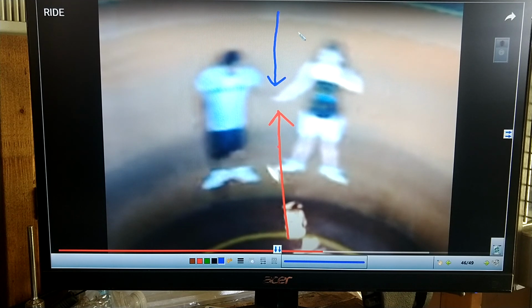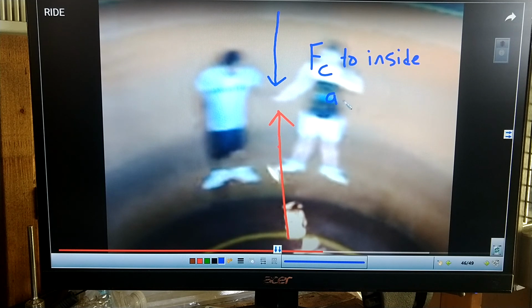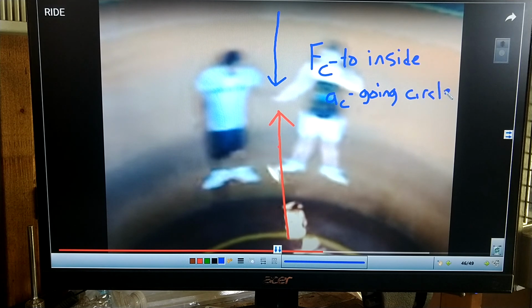Well, the answer is the blue arrow. Centripetal force is towards the inside of a circle, okay? And centripetal acceleration means you are going in a circle. I'm just going to write that, okay? Now, let's let these kids go.